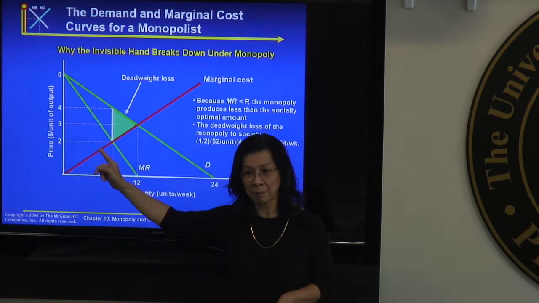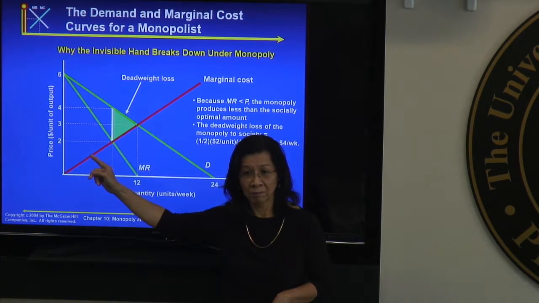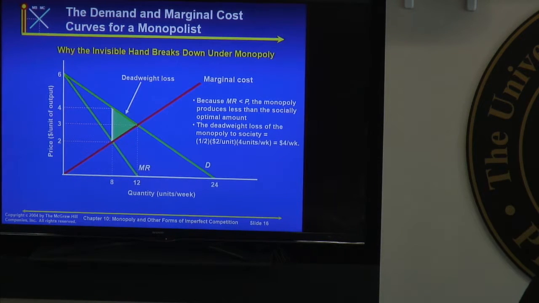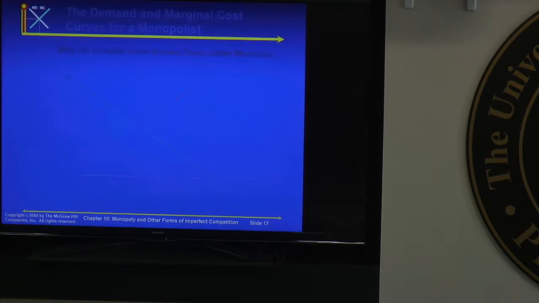What's the strategy? Make it smaller. It's probably not possible to totally eliminate it, but you could minimize it. So there are ways to do it, we'll talk about that later.